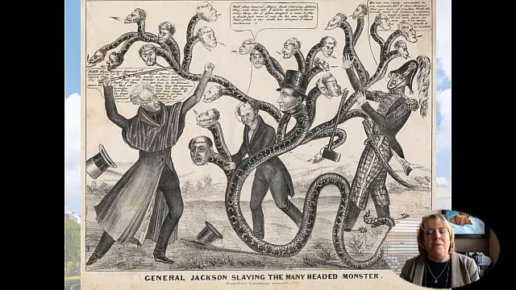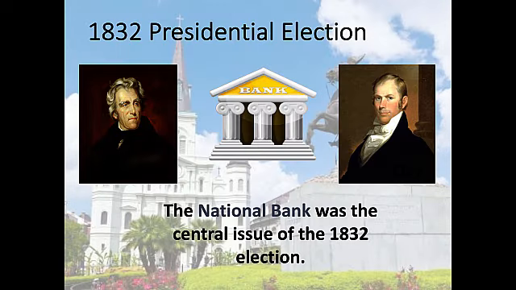Well, what's going to happen is Jackson sees the bank as a threat to the common man. He believed the bank was an opportunity for the rich to get richer, and so he's going to make it a personal war between him and the National Bank, and he vows to destroy the National Bank. He does this during the 1832 presidential election against Henry Clay. The National Bank, without a doubt, was the primary platform that both of these men were debating.